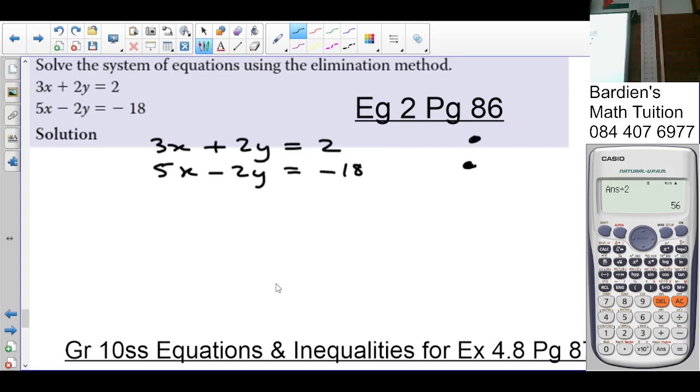The third step is to either add or subtract to eliminate a variable. What does it mean to eliminate? To get rid of, not so? Either add or subtract to get rid of the variable.